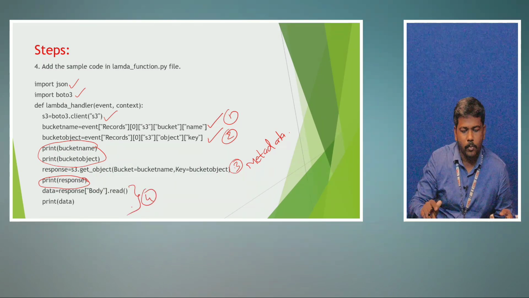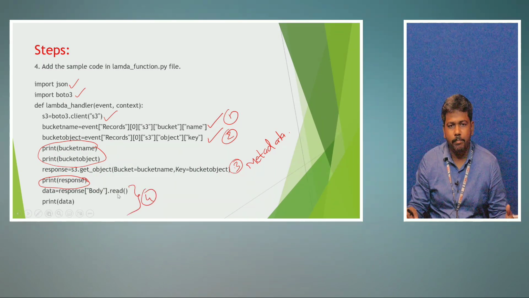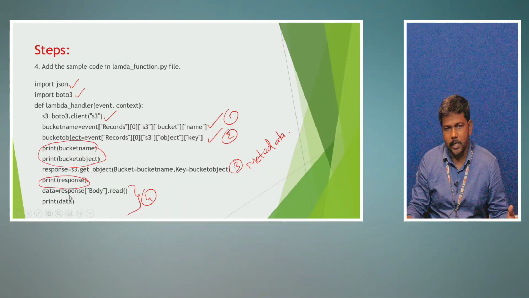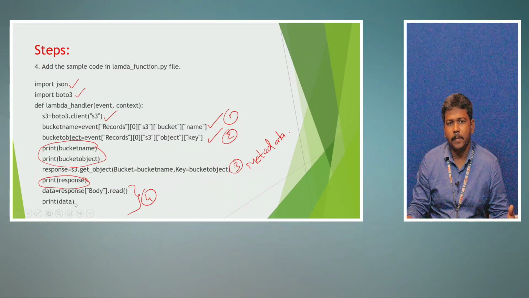The fourth important point is that if I want to print the data available inside that object, I can use data equals response of Body dot read, and if I print the data, it will display the content available in the sample.txt text file.